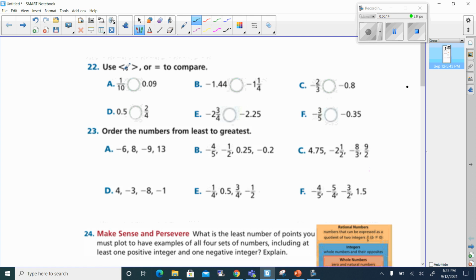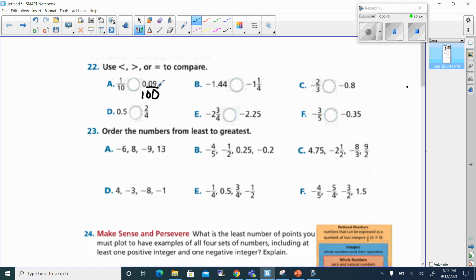What are we going to put between 1 over 10 and 0.09? Well, 1 over 10 is the same as 10 over 100, and that would be 0.1. If I was to put 0.9 as a fraction, I would put a line under it and put zeros under both numbers that are there and put a 1 in front.